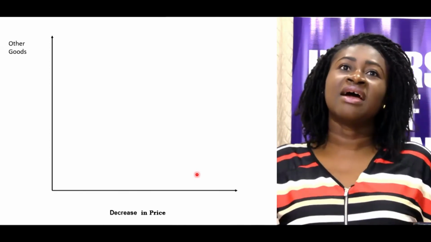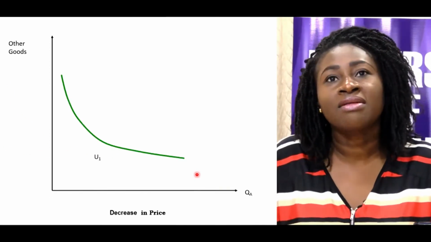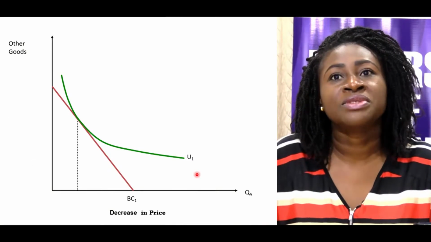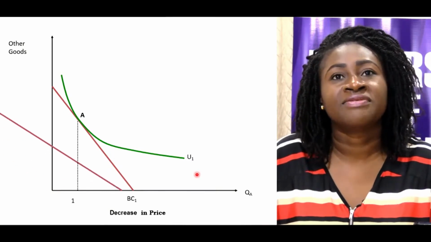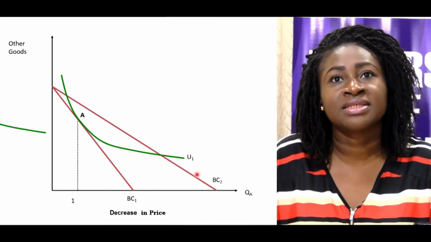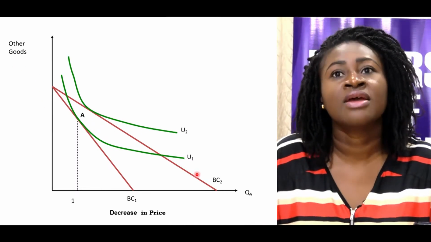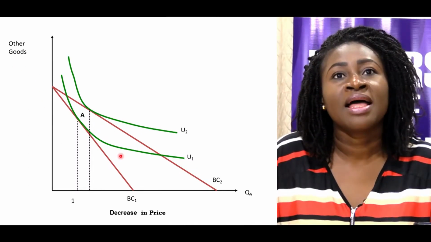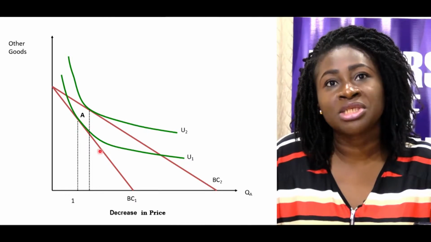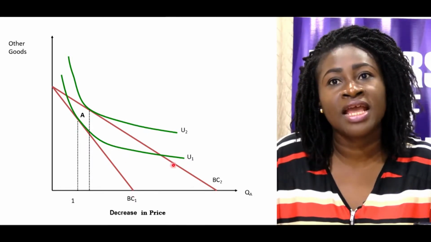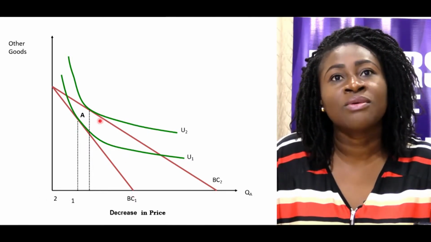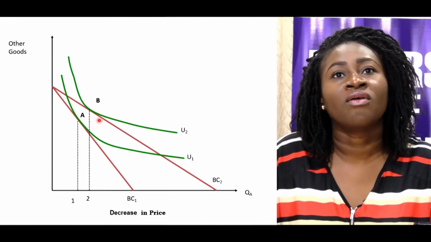In another scenario, if we want to see how this consumer behaves, we'll see that we have a different set of budget constraints and indifference curves, right? So the consumer picks point A with the original price, the price of good A decreases, and they go to pick point B of the good.